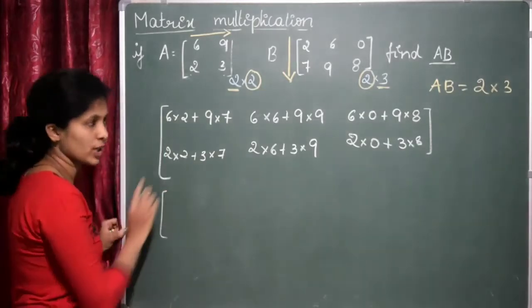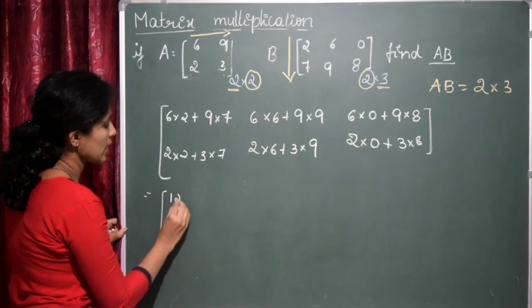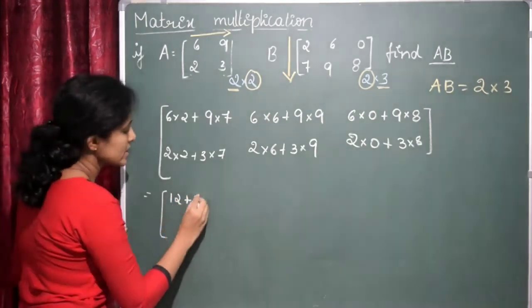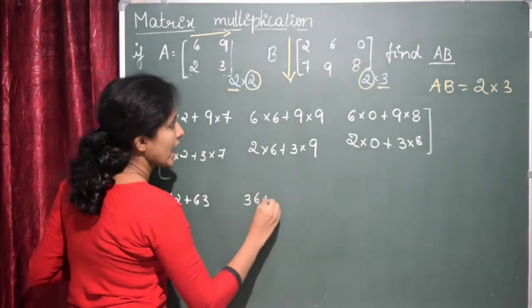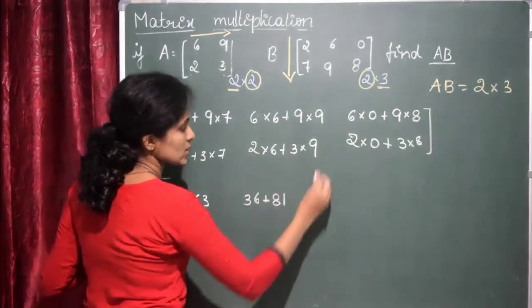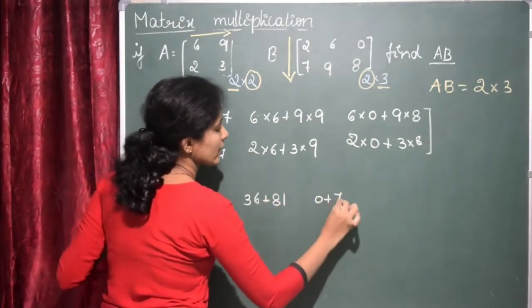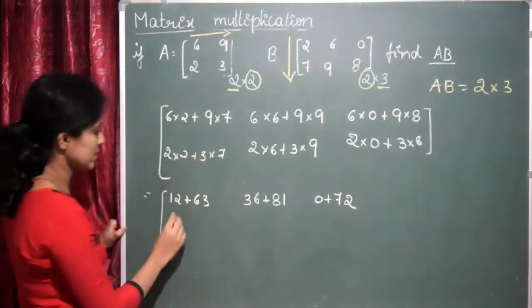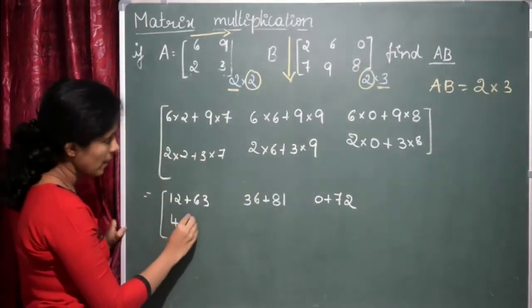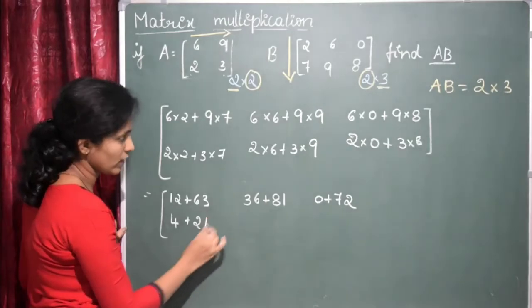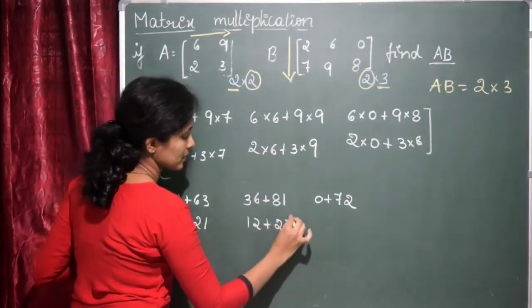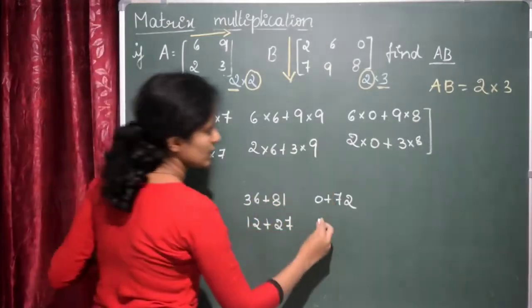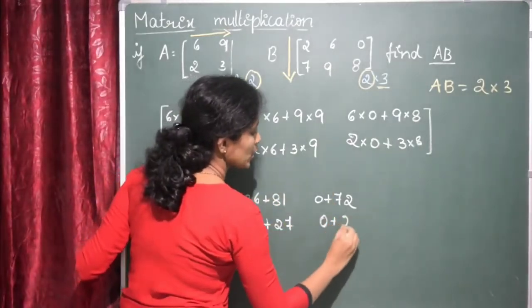Now just the simplification. This is 6 into 2 is 12. 9 into 7 is 63. 6 into 6 is 36 plus 9 into 9 is 81. So this is 0 plus 72. And here, 2 into 2 is 4 plus 7 into 3 is 21. So this is now 12 into 27. This will be 0 plus 24.